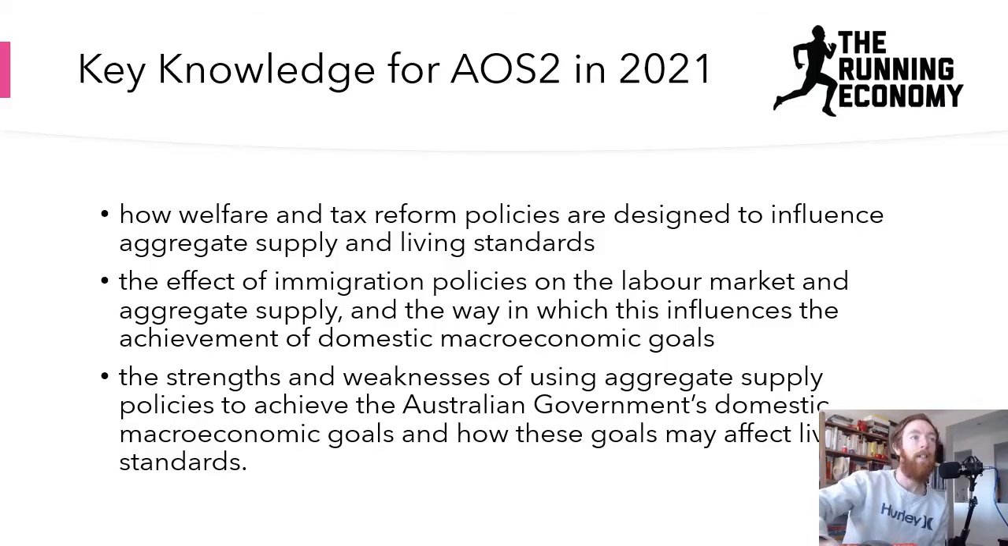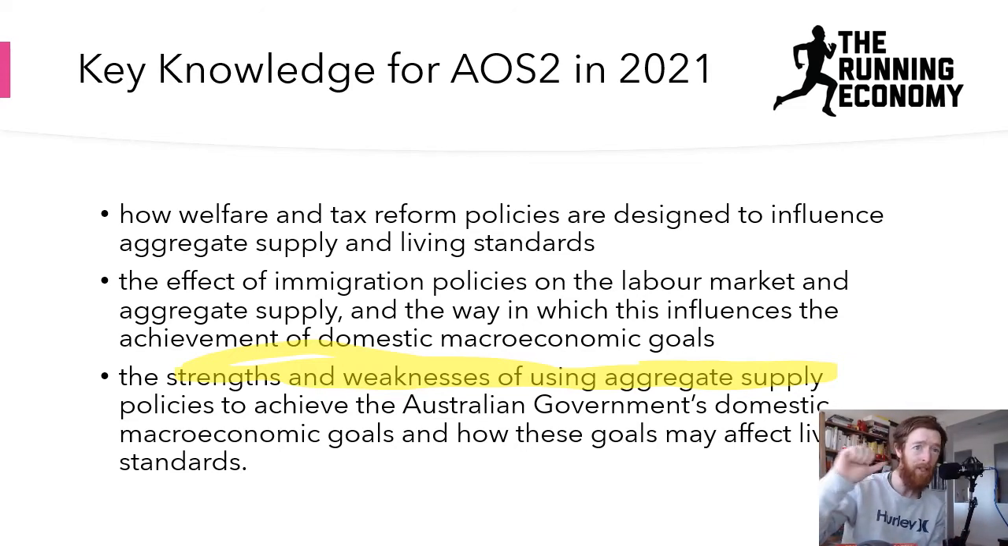Let's get into it. So the key knowledge for this is that we're going to be looking at the strengths and weaknesses of using aggregate supply side policies to achieve the Australian domestic macroeconomic goals and how these may affect living standards. You're used to this kind of stuff. You did this exact same thing with your aggregate demand side policies. Now you're doing it with aggregate supply. So essentially it's just like how changing the cost of production or the efficiency for businesses will affect those domestic macroeconomic goals, and then how that will impact on living standards.